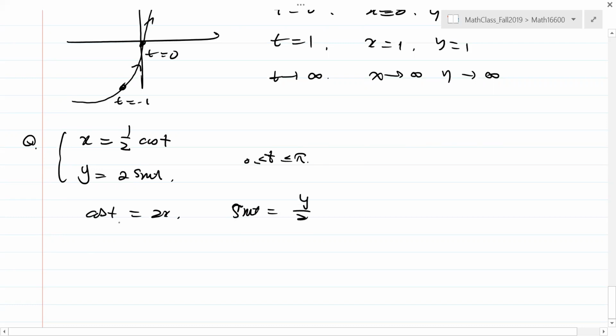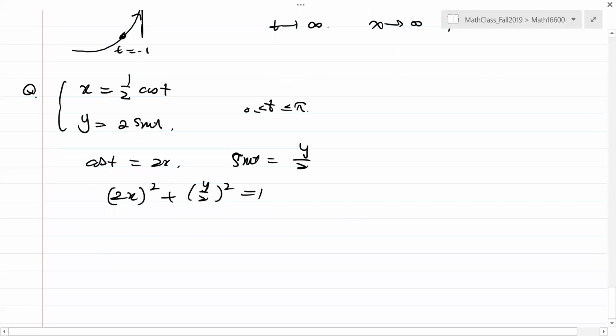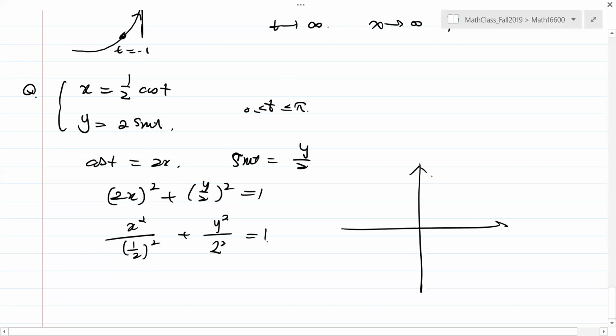So clearly, cosine squared t plus sine squared t is going to be 1. So (2x) squared plus (y/2) squared is going to be 1. This is the equation for an ellipse, and I can write it in this form. The graph of this equation will be an ellipse. How do you draw the ellipse? When x equals 0, y is going to be plus or minus 2. When y equals 0, x is going to be plus or minus a half. So just draw the four vertices, then you get the ellipse.